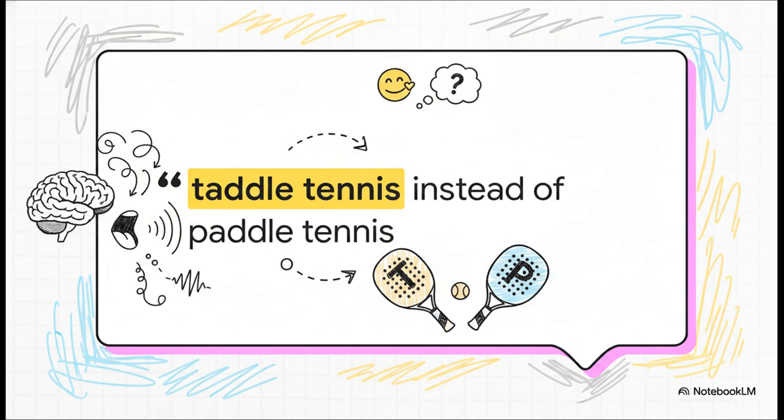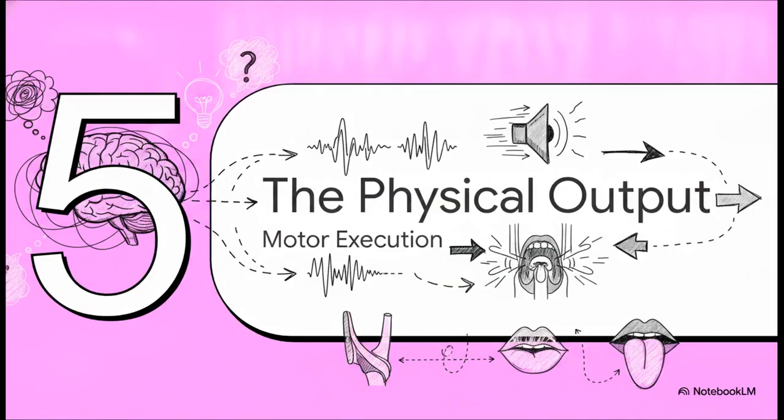We might just chuckle at this, but think about what this actually proves. It proves that our brain is pre-planning entire sequences of sounds down the line before firing off a single motor command to our mouth. The T was already loaded in the chamber while the brain was just trying to say paddle. Section 5. The physical output.